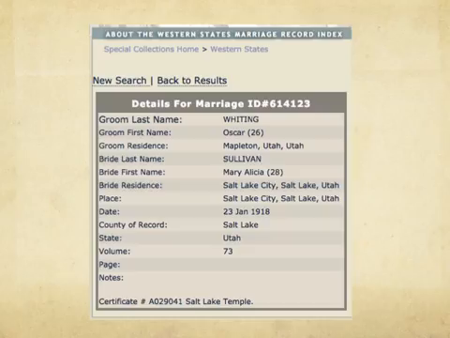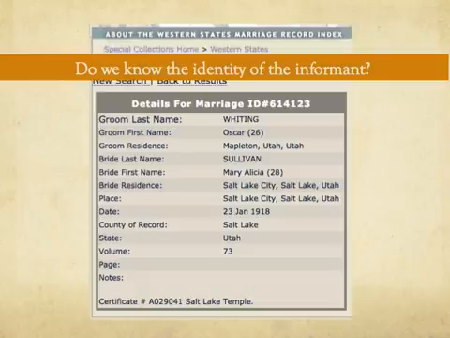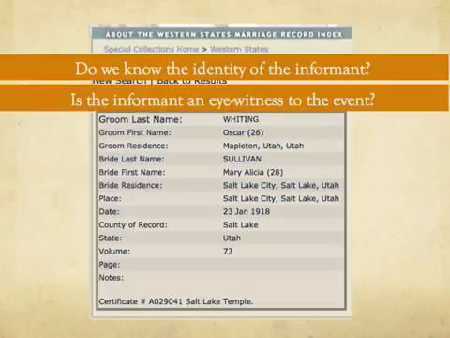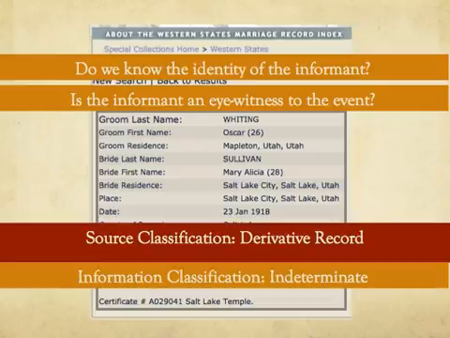And back to our marriage index. Do we know the identity of the informant? The actual marriage record might say, but from this index we do not know who the informant is. Nor do we know if the informant was an eyewitness to all of the information provided. So we will classify this as indeterminate information, again maintaining our source classification of this being a derivative record.